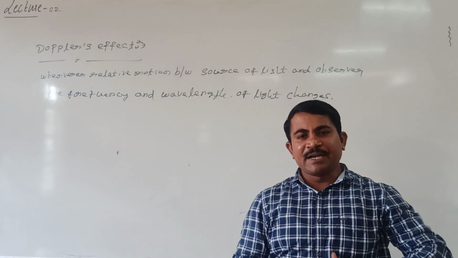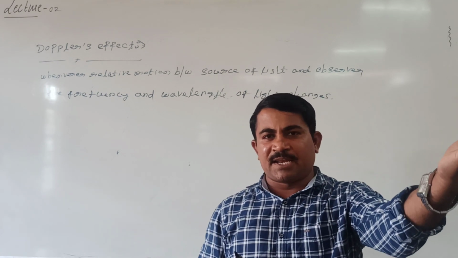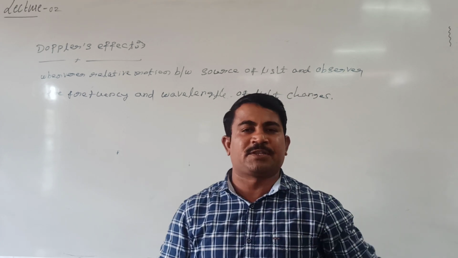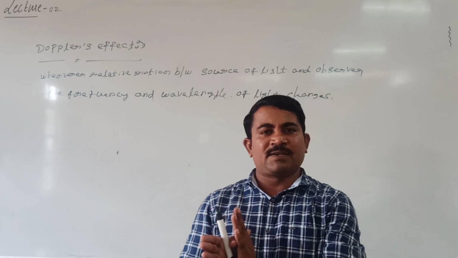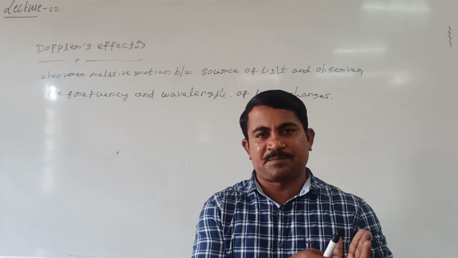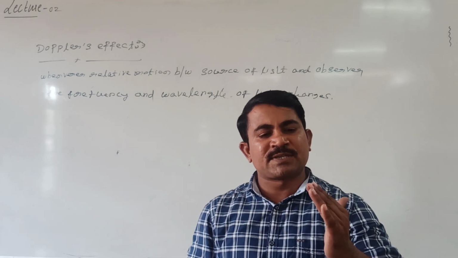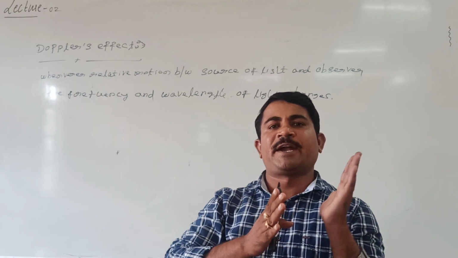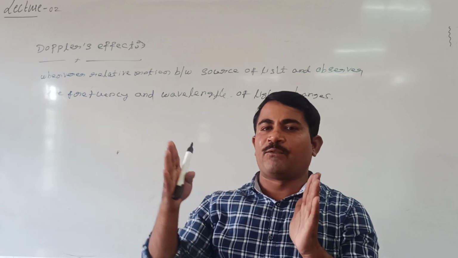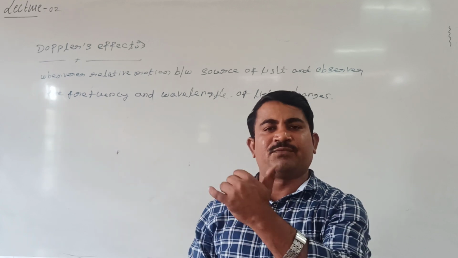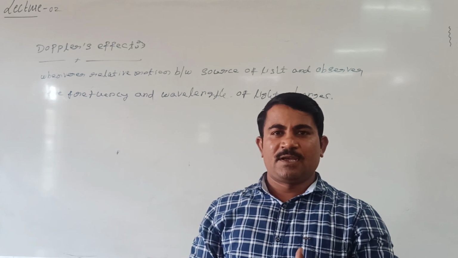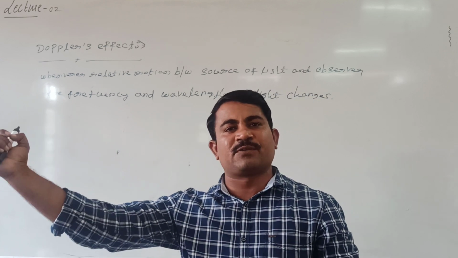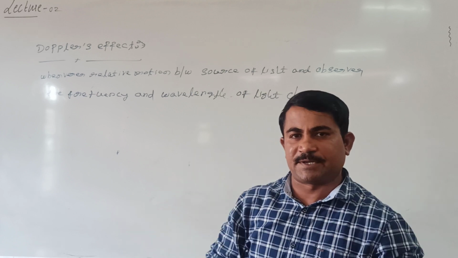See here. During the Doppler effect, either frequency can increase or decrease, or wavelength can increase or decrease. When frequency decreases, wavelength increases, whenever the source of light is moving away from a stationary observer. The wavelength of the light is increased and the frequency of the light is decreased. The increase in wavelength due to the source of light moving away from the observer, that phenomenon we call red shift.